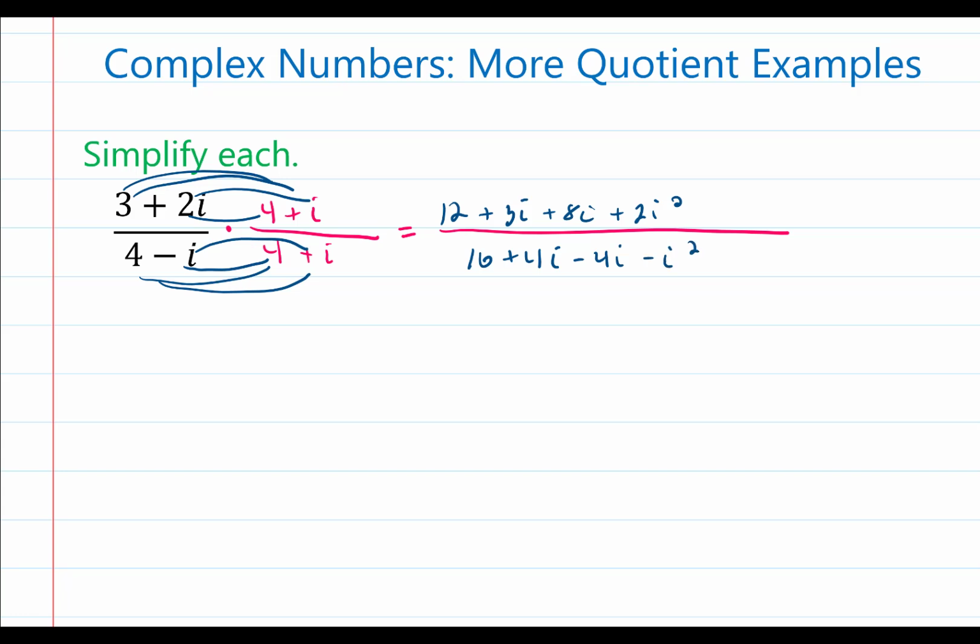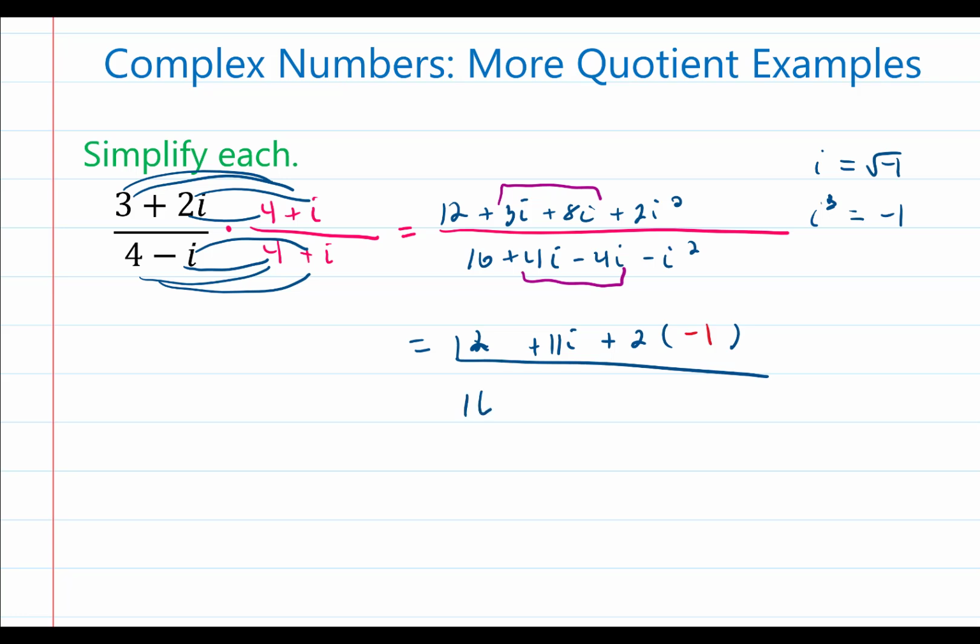Let's continue by simplifying the numerator and denominator. And the first thing we'll do is combine the imaginary parts for both the numerator and denominator. So we have 12 plus 11i plus 2i squared, and at the same time, we can recognize that since i is equal to the square root of negative 1, that i squared is equal to the value of negative 1. So we should replace i squared with that value of negative 1 and continue to simplify.